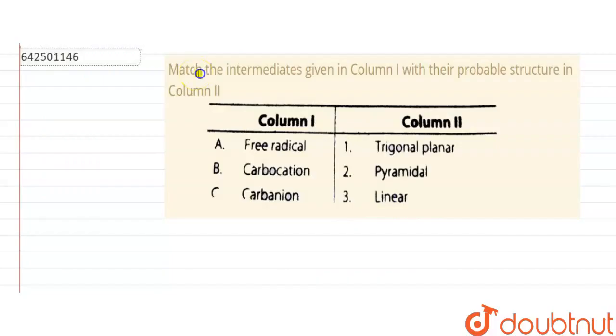Okay, so hello everyone. Now this question says that match the intermediates given in column 1 with their probable structure in column 2. So we have been given the intermediates in column 1 and we have to match them with their structures given in column 2. So let us begin with the first one. The first one is a free radical.